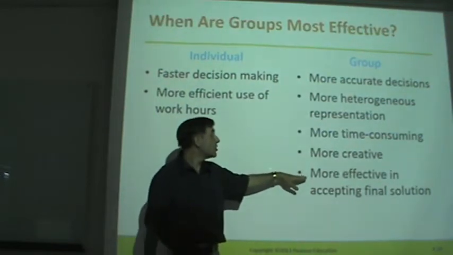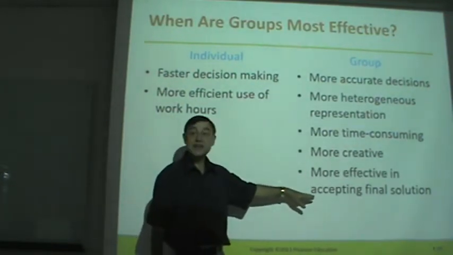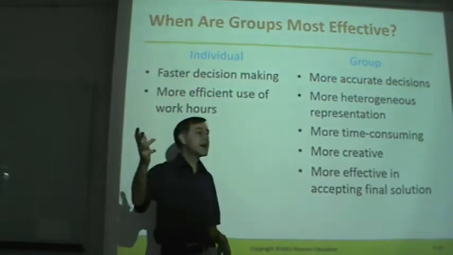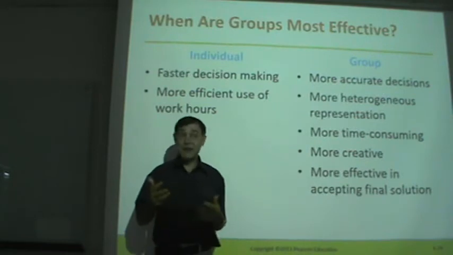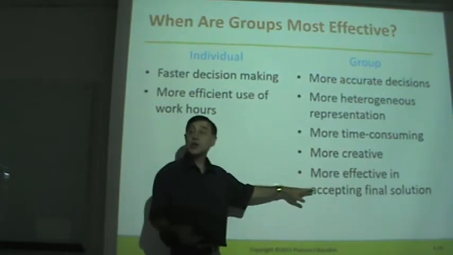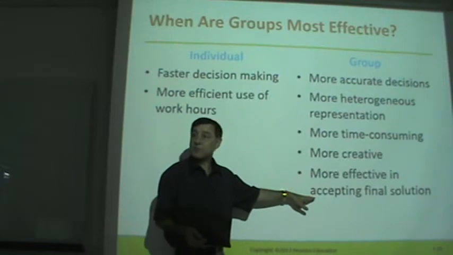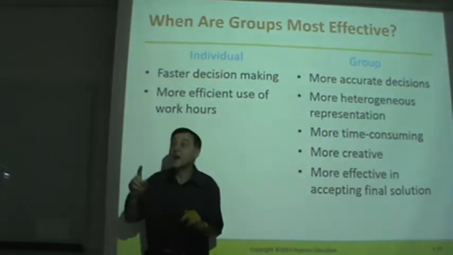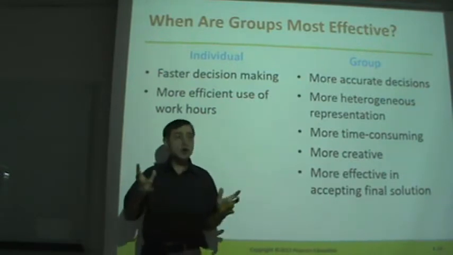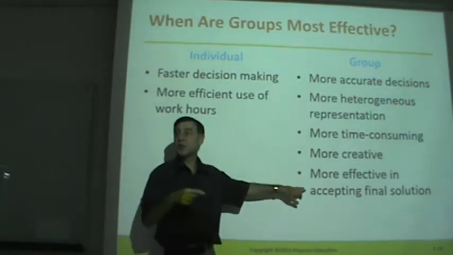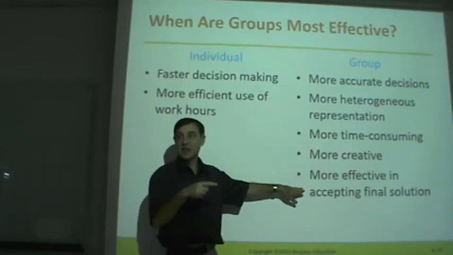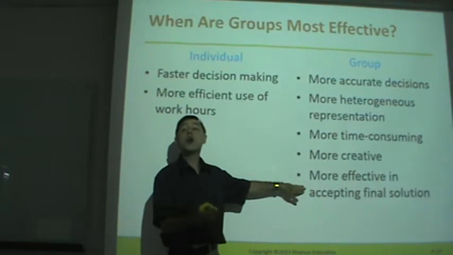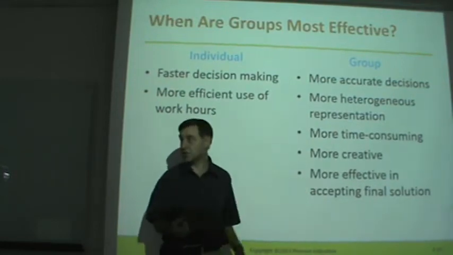And groups are also usually more effective when accepting a final solution. You got a group, the group's got to decide on a particular textbook or whatever that might be. Usually, when it comes to accepting a decision, people don't like to accept the decision of one person. But if it's a big group, so this is, from the previous slide, legitimacy. The group decision is easier to accept and gives more legitimization.